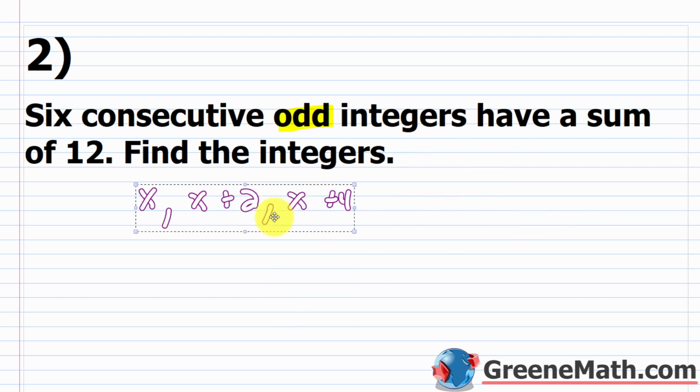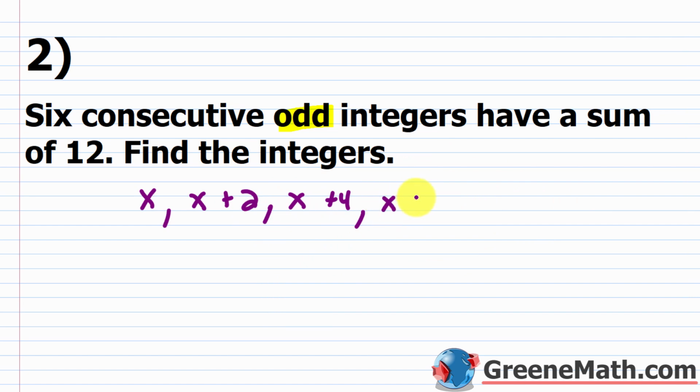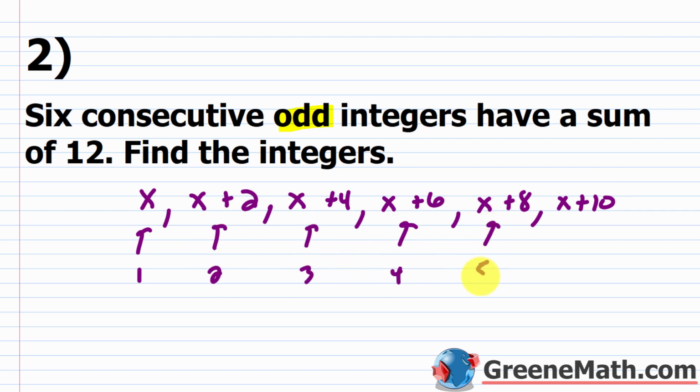Let me slide this down here. So then the next one would be x plus 6, right? 4 plus 2 is 6. Then you would have x plus 8. And then lastly, you would have x plus 10, right? So this is the smallest. This is number 1, you could say. This is number 2. This is number 3, 4, 5, and then 6, okay? So each time we're just increasing by 2 to get to the next guy.